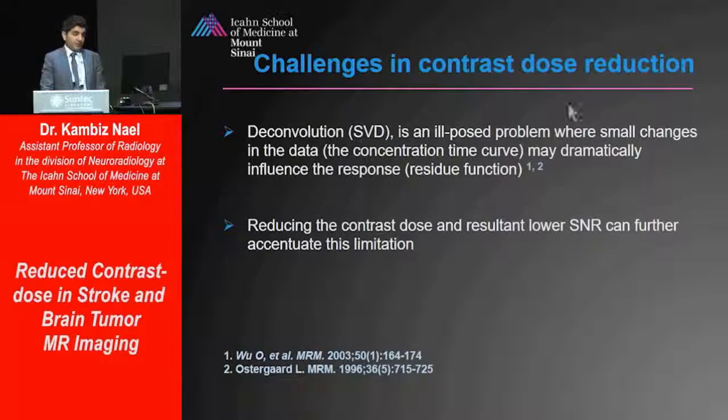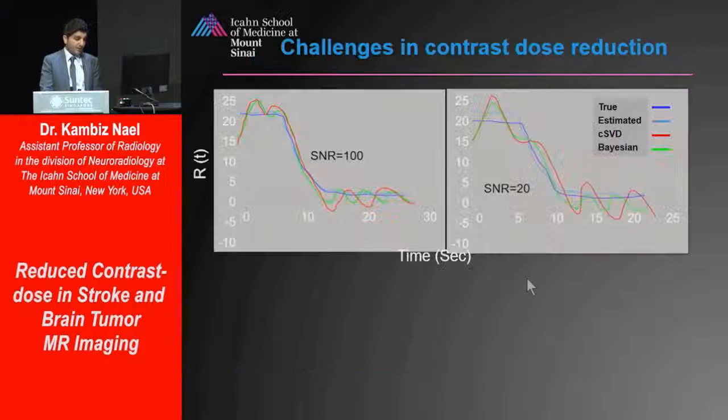So what are the challenges in contrast dose reduction? The main challenge is really that it relies on our post-processing. The main way to process DSC perfusion is deconvolution, or singular value deconvolution. At least it's the most commonly used methodology, and that is an ill-posed problem where small changes in your data may dramatically influence the response. And you can imagine, by reducing the contrast dose with resultant lower SNR, this can further accentuate this limitation.